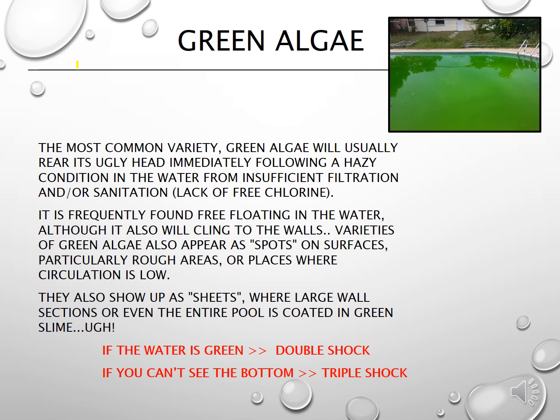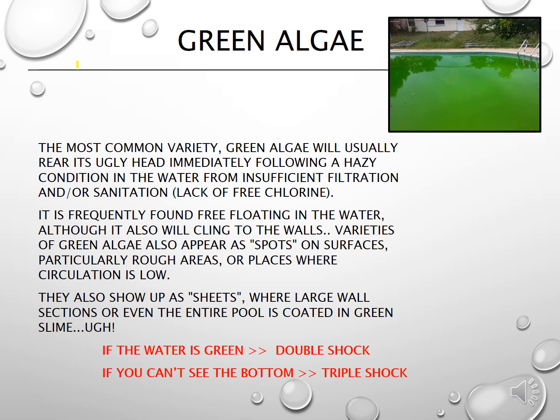The first type of algae that swimming pool owners encounter is typically green algae. Green algae is the most common variety, and it will color the entire pool water and make the whole thing just look like a big pond. It is free floating in the actual water, causing the entire body of water to change colors.